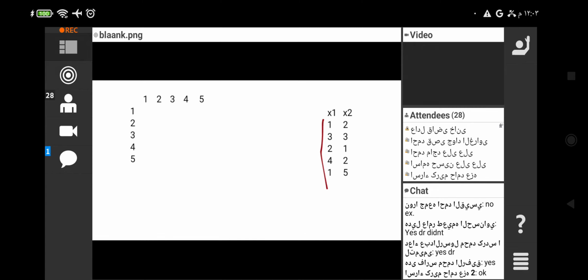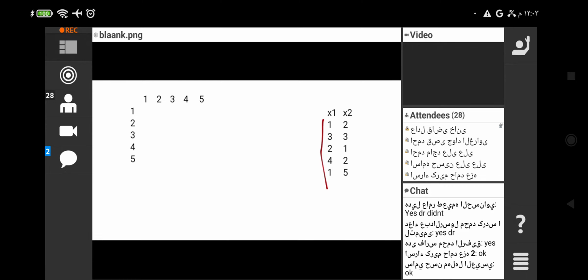As you see here, we have this matrix and we want to find the distance. The method that we want to use to find the distance between the clusters is called group average link. Group average link is the method that we want to use to find the distance between the clusters.